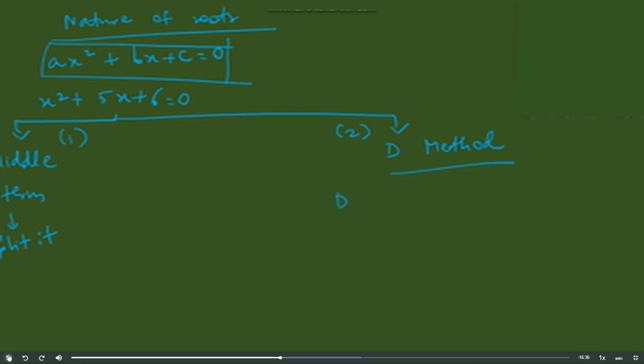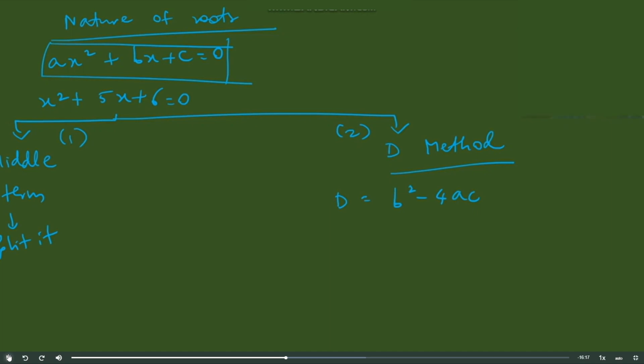There is a formula for D. D is equal to B square minus 4AC. Very crucial formula. Very critical formula. B square minus 4AC is equal to D. First I'll find the value of D.